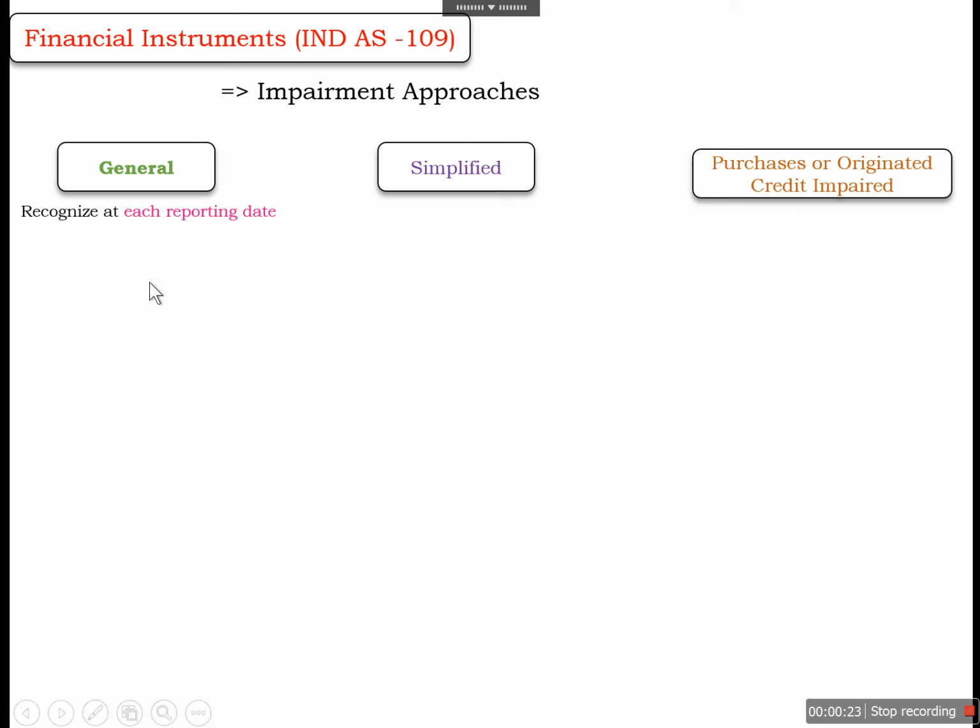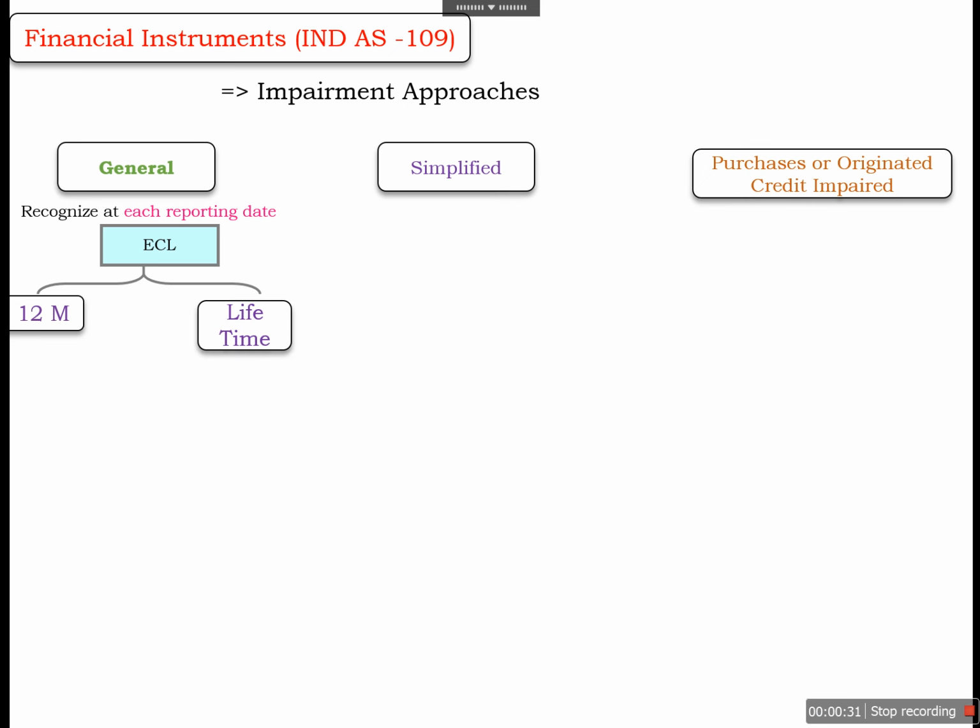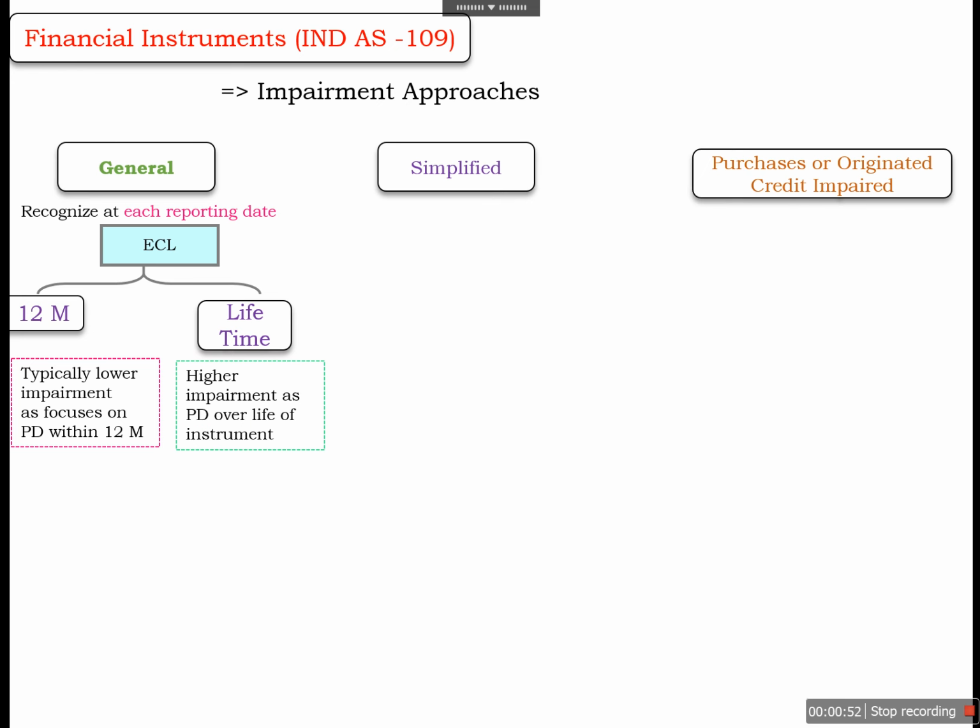In case of the general approach, the entity is required to recognize at each reporting date using the 12 months expected credit loss or lifetime expected credit loss method. In the 12 months ECL approach, typically the amount of the impairment loss is lesser because we are estimating the loss over a period of 12 months from the reporting date, while in case of the lifetime ECL method, the amount of impairment loss allowance may be higher because we are estimating the probability of default over the life of the instrument. It may be 5 years, 10 years, or 15 years.